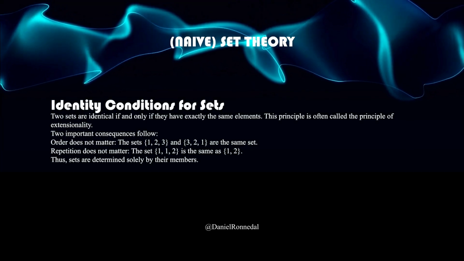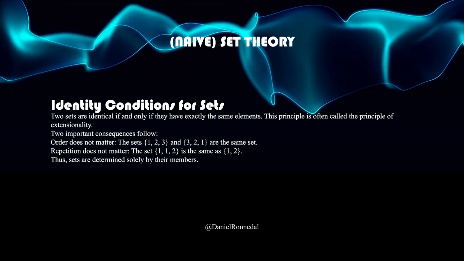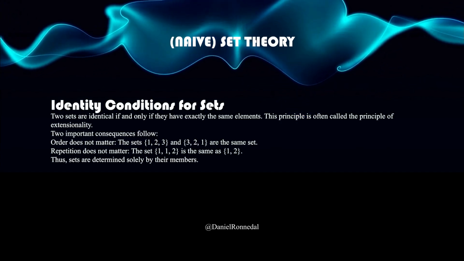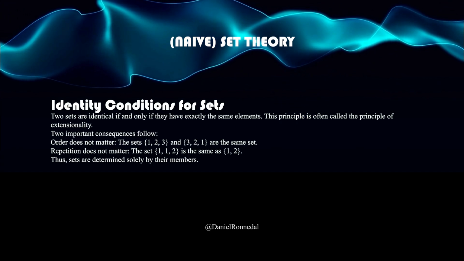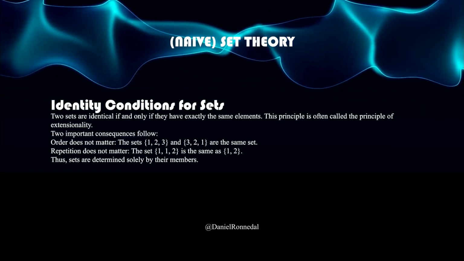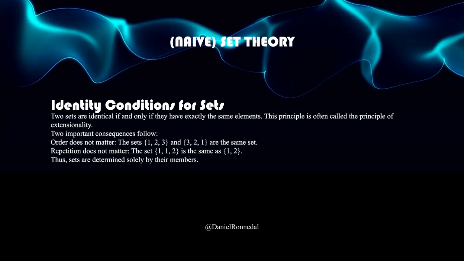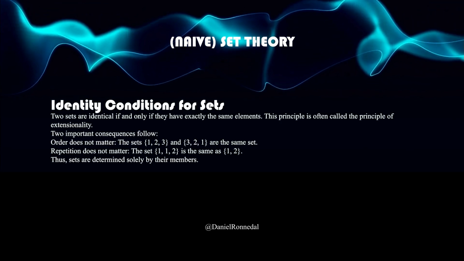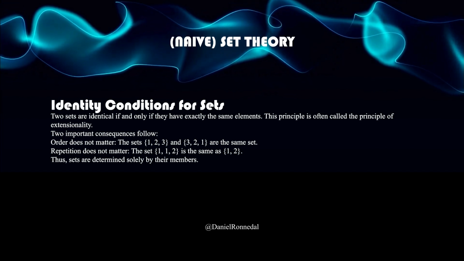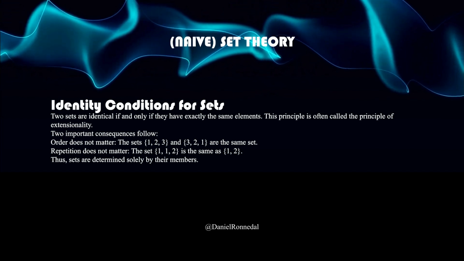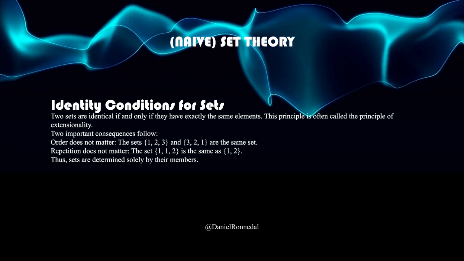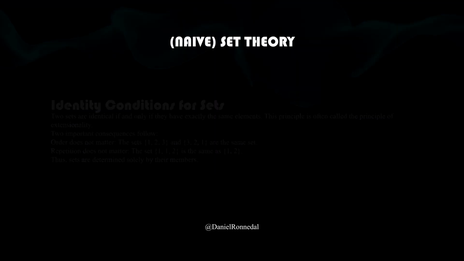Two sets are identical if and only if they have exactly the same elements. This principle is often called the principle of extensionality. Two important consequences follow. Order does not matter. The sets whose only members are 1, 2, and 3, and 3, 2, and 1, respectively, are the same set. Repetition does not matter. The set whose only members are 1, 1, and 2 is the same as the set whose only members are 1 and 2. Thus, sets are determined solely by their members.